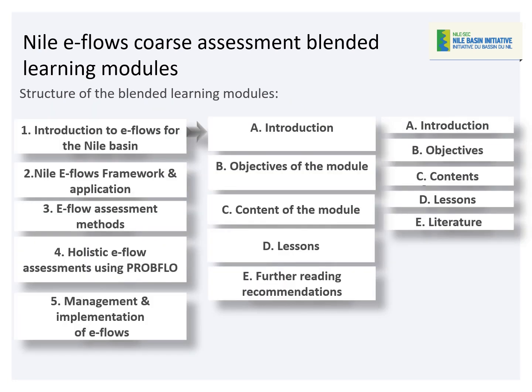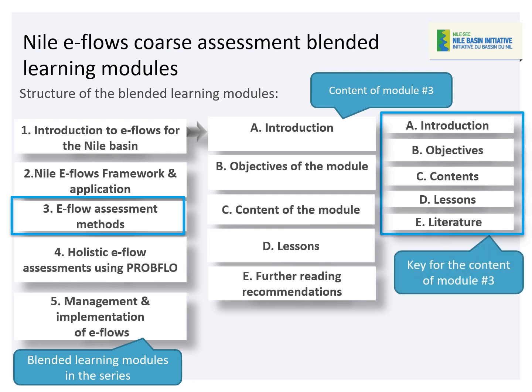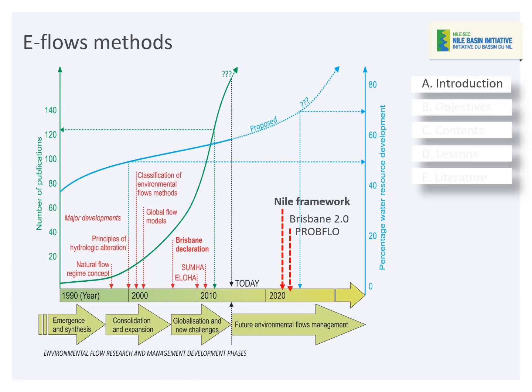The structure of each of the modules includes, and that's presented on the left here, specifically for this environmental flow assessment method. So all of the modules include these different sections: an introduction, objectives, content of the module, lessons, knowledge checks, and further reading recommendations. And we've provided an icon to just allow you to see where we are in the progression of those different sections of the module as we move through the module. Without further ado, let's get started.